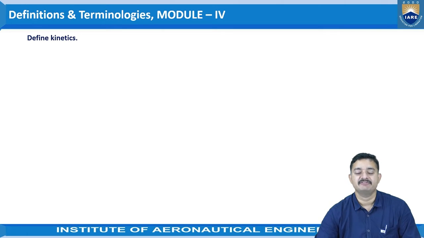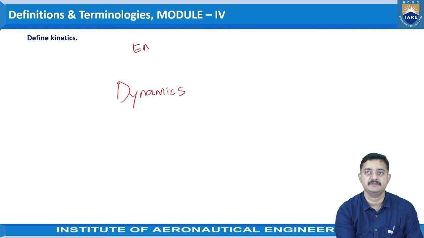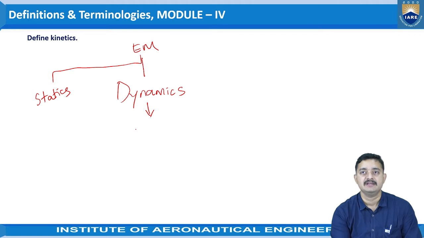Next one is define kinetics. We have already discussed that engineering mechanics is classified into statics and dynamics. In the dynamics part, we have seen the rigid body dynamics as well as the position of the objects. So in dynamics, we can say there are kinematics and kinetics.